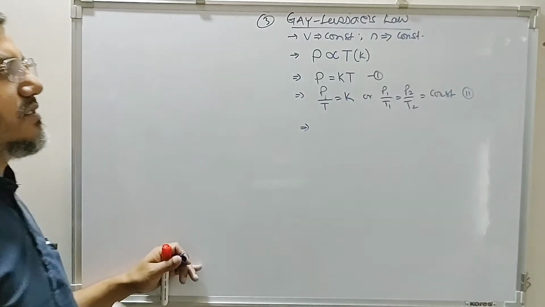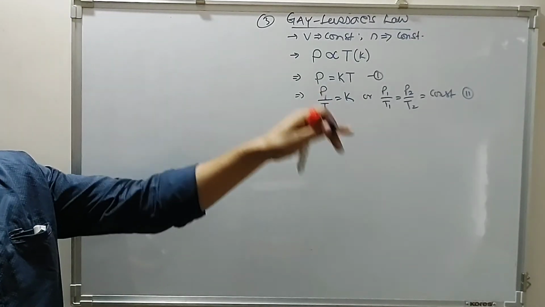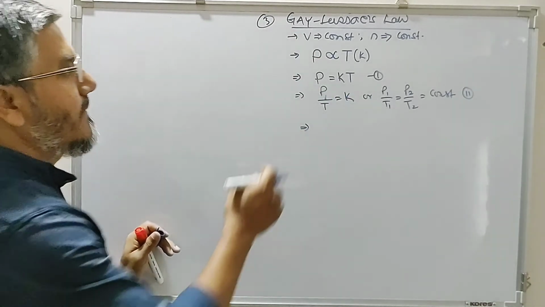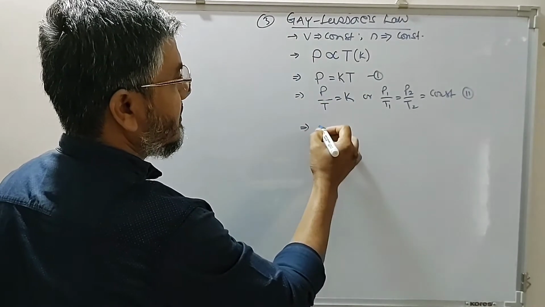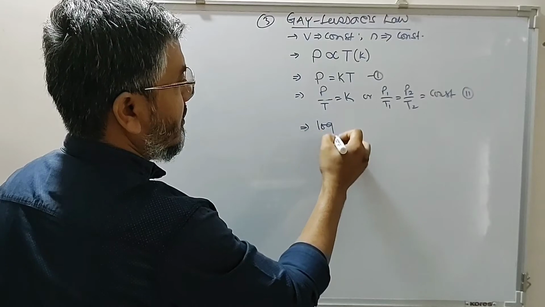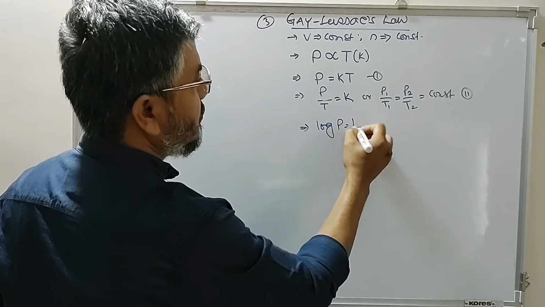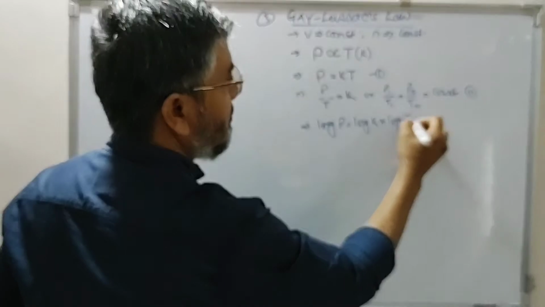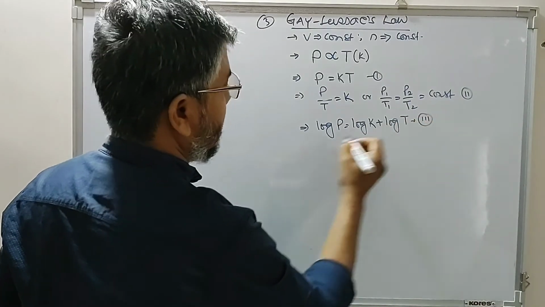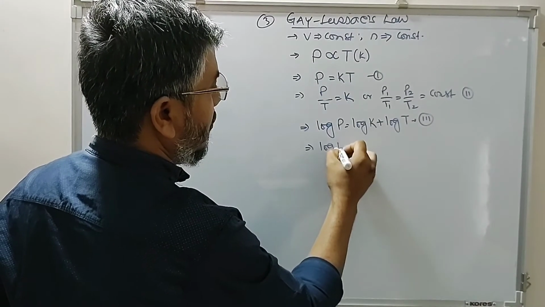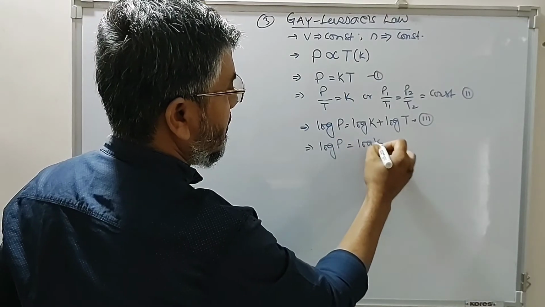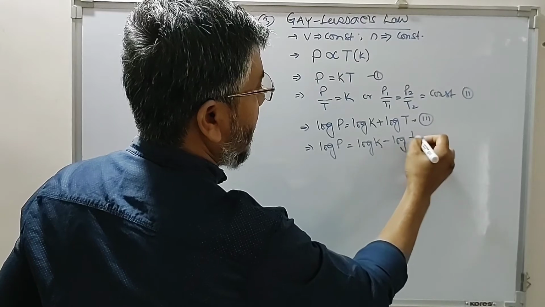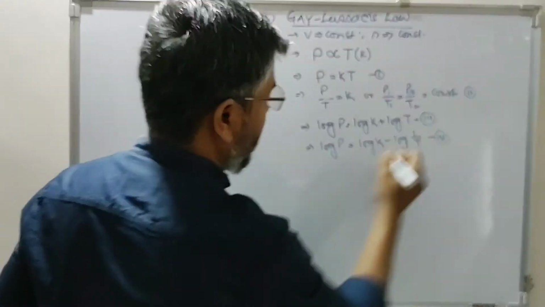If you look at it, this is exactly parallel to Charles law. The only difference is here it was pressure, there it was volume. Similarly, we can look at this: log P is equal to log K plus log T, equation 3. Log P is equal to log K minus log 1 by T, equation 4.